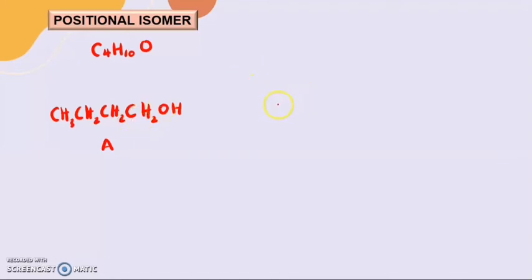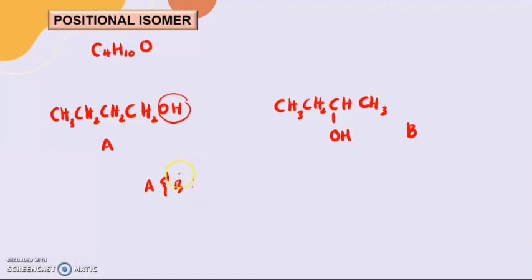Now I want to draw another structure with also 4 carbon, but this OH, I have changed the location into the second carbon. I put it here, so I will have another structure, and I named it as B. A and B both have the molecular formula as C4H10O. Both have same longest straight chain, which is 4 carbon, but the position of functional group for A is at carbon number 1, while for B is at carbon number 2. So A and B are said to be positional isomer.